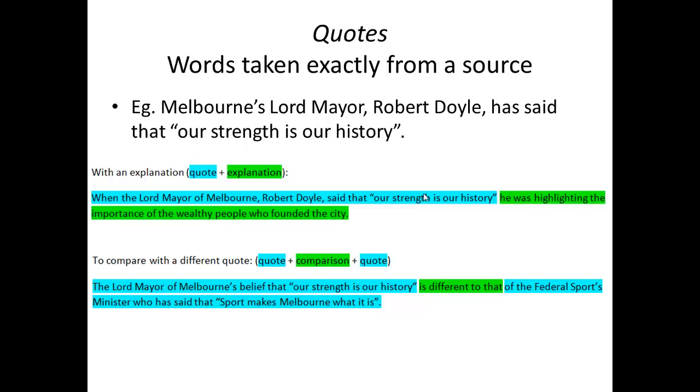Another way you might want to use quotes is to compare 2 separate quotes. So we begin this sentence with the quote from the Lord Mayor. So the Lord Mayor of Melbourne's belief that our strength is our history is different to that, and then we have a second quote of the Federal Sports Minister who has said that sport makes Melbourne what it is. So with this sentence here, we're using some language in the green to compare the 2 different quotes.